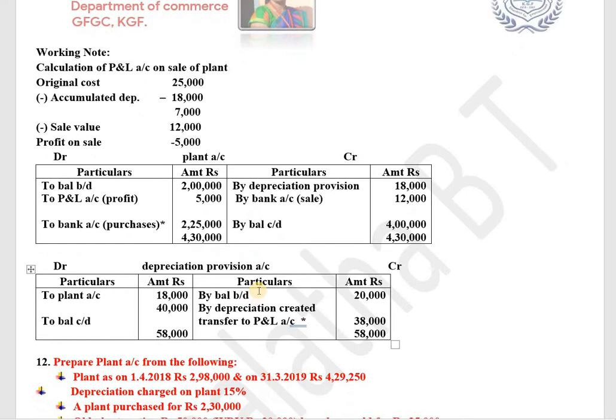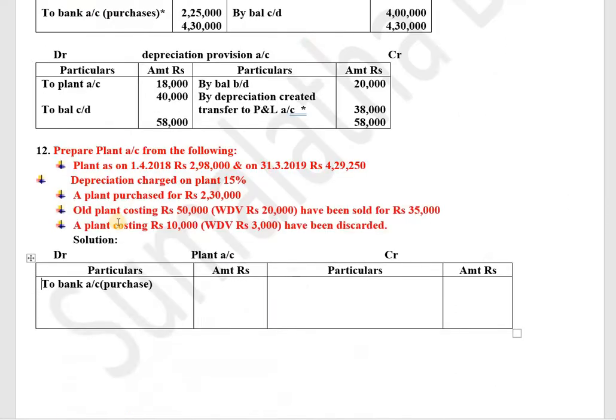And next, last question. Check out this problem. Very simple. So here what have they said? Sometimes even like this they go for asking: just prepare a plant account. See here, prepare plant account from the following. So either they'll give all the information of two things and ask you to prepare two accounts like previous, or they'll ask you to prepare adjusted P&L account directly.